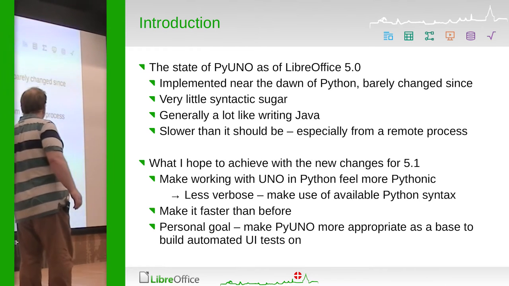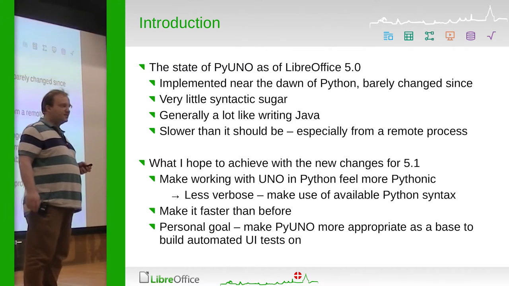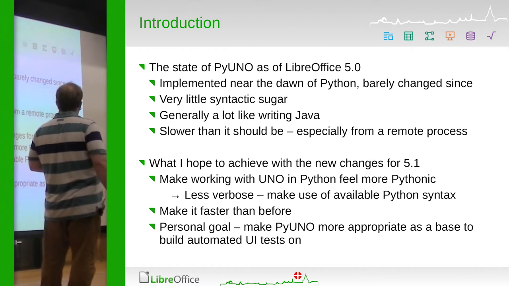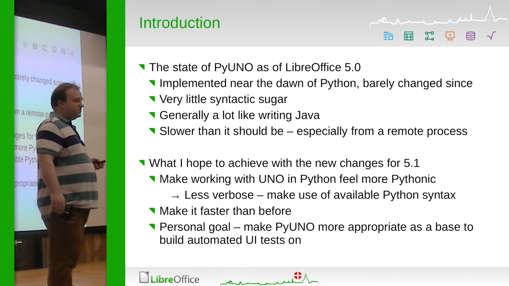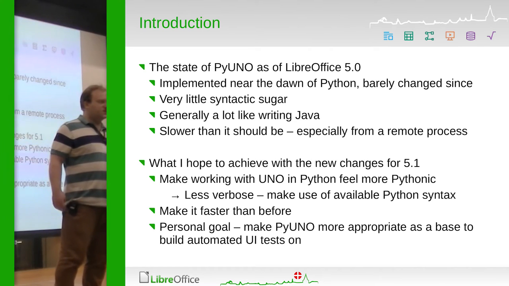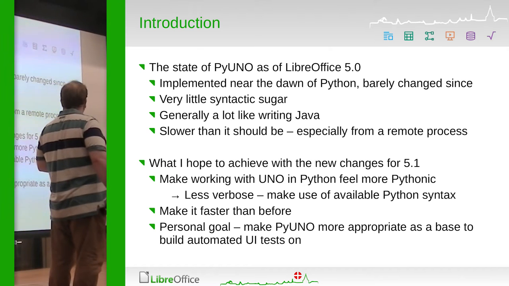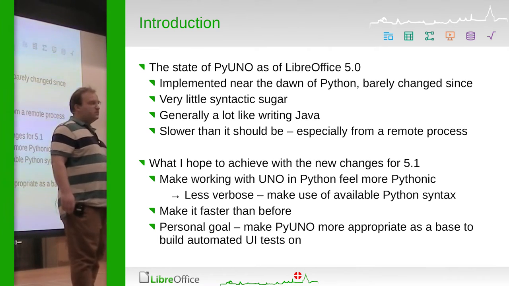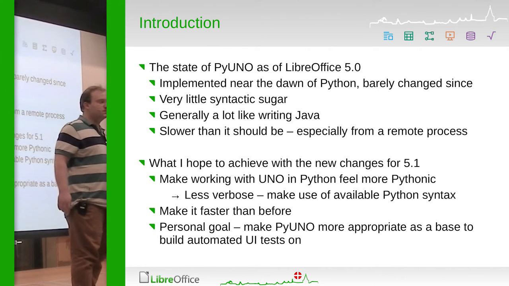So, as of LibreOffice 5.0, PyUNO was, to be honest, in a little bit of a sorry state. It was first implemented when Python was barely recognizable in the form it is now, and has hardly changed in the time since. When you use it to interact with LibreOffice, it feels an awful lot like writing in Java, and at that point I wouldn't be writing in Java. And it was rather slower than it should be, especially when you use it as a remote process, which is a common use case, especially for processing documents.